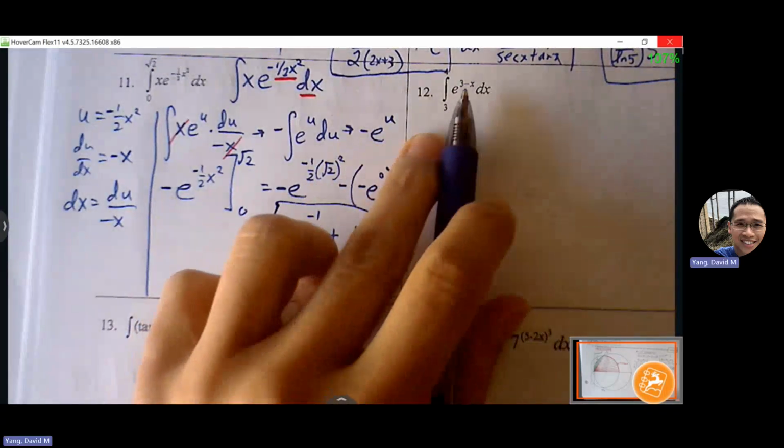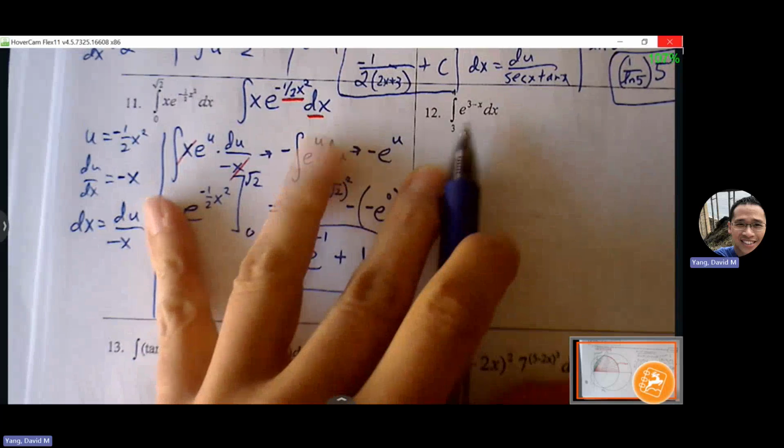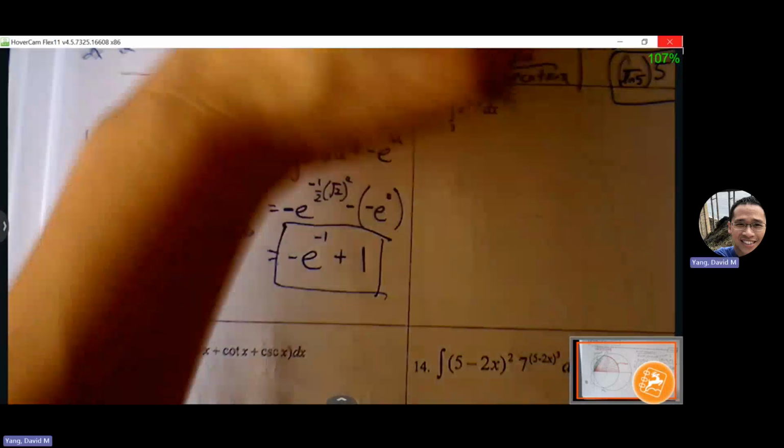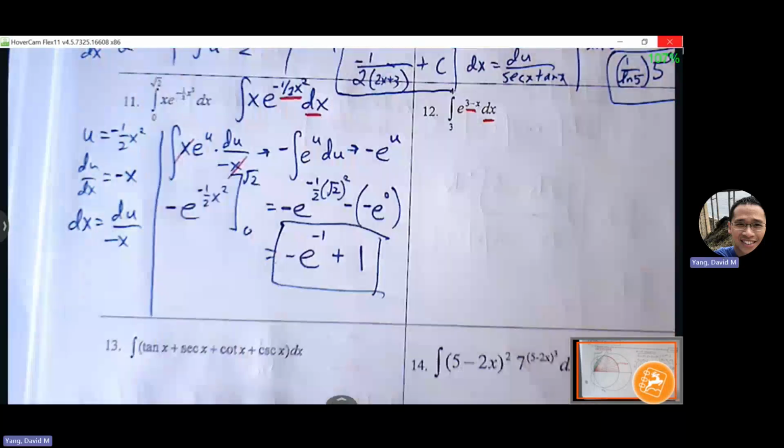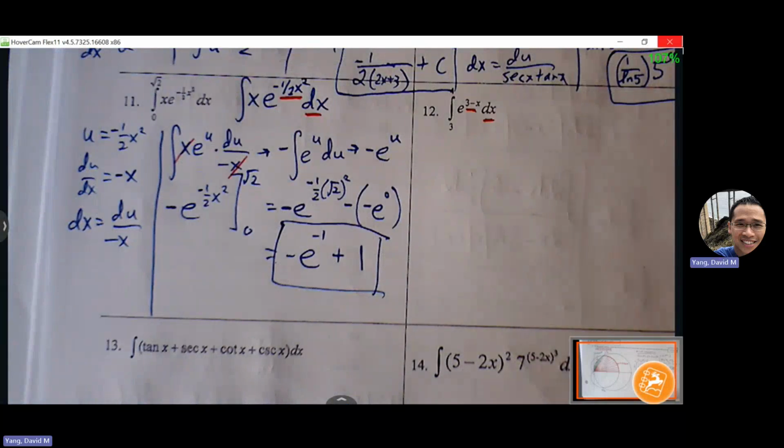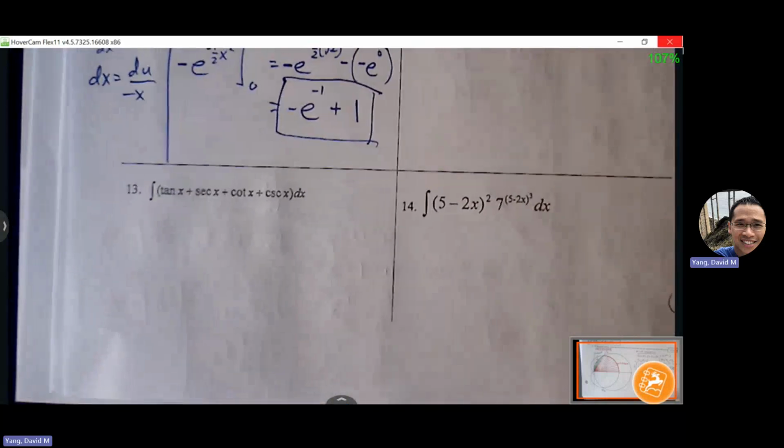Number 12 is the same thing. U substitution. What's the u value? Yeah. And you go through the same process. It's a little bit easier of a problem. Let's skip that one. We'll come back to it if we have time. Let's look at number 13.